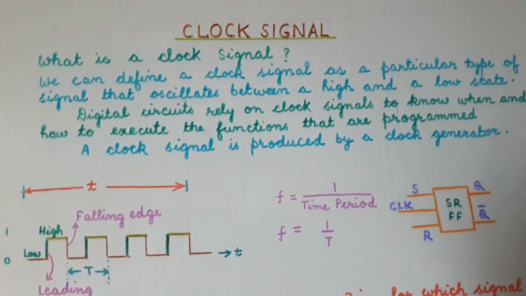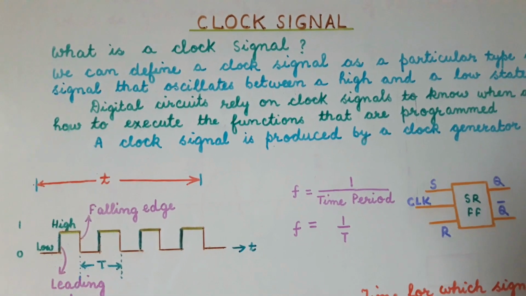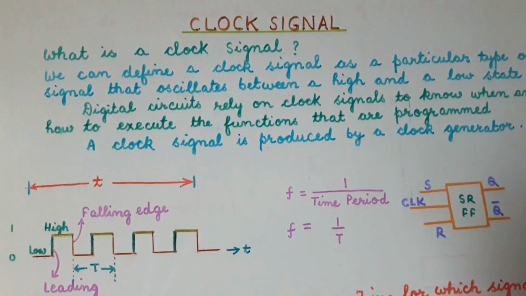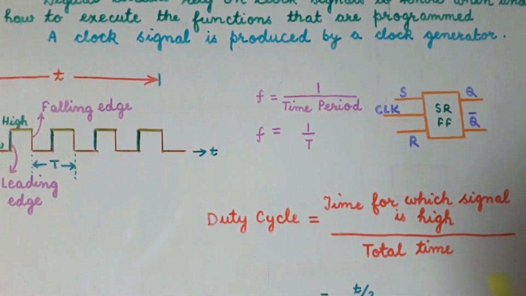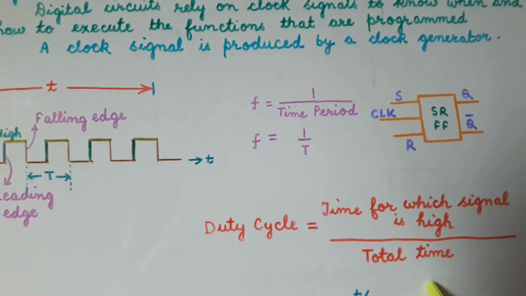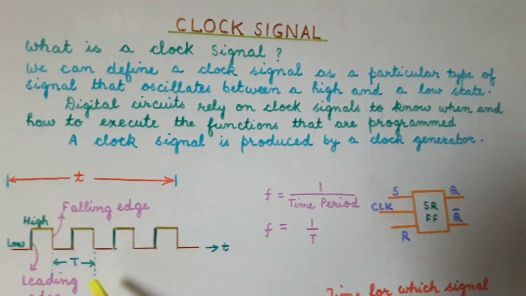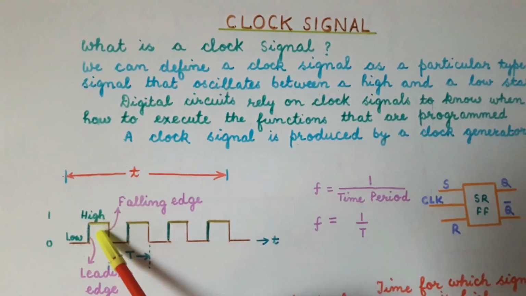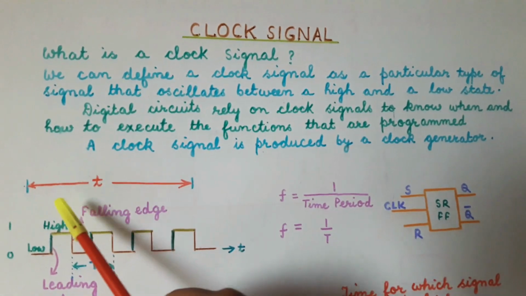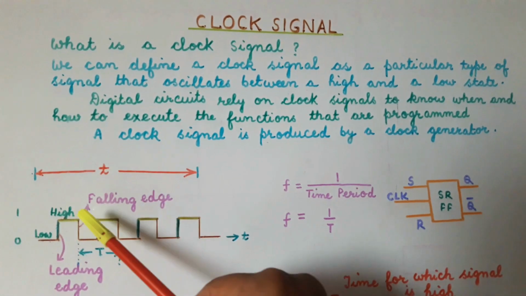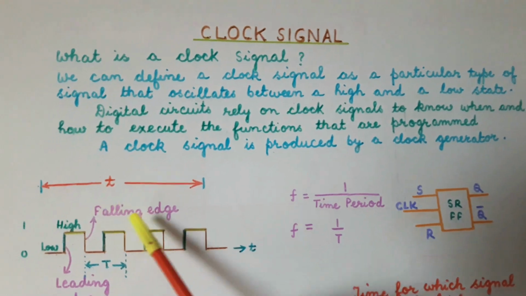Now let us see what is a duty cycle. Duty cycle is a most common term used in digital electronics. We can define duty cycle as the ratio of the time for which the signal is high to the total time. So if we see in this clock, we find that it is high for 50% of the time. So if T be the total time, then it is high for T by 2.